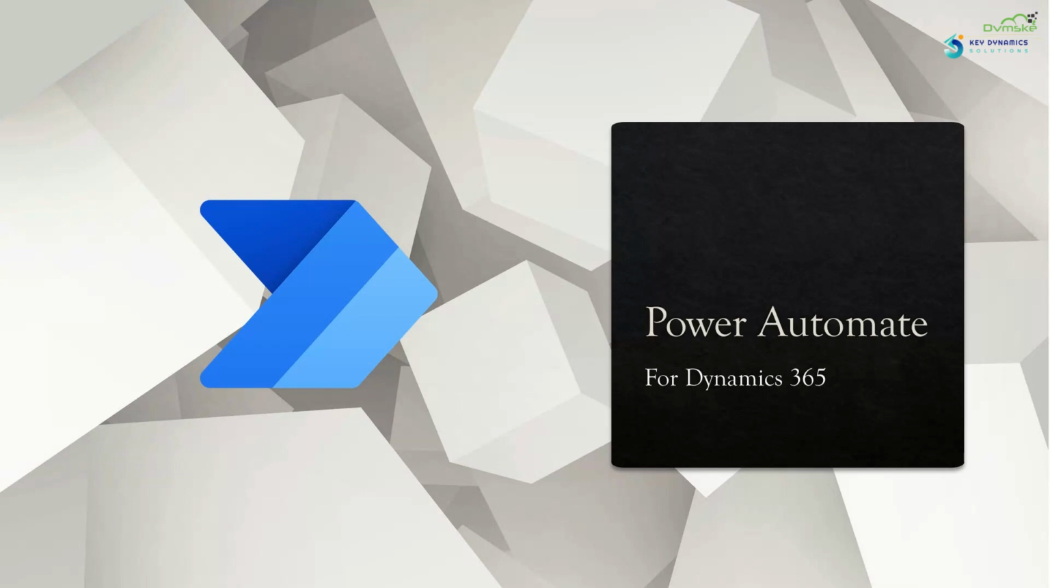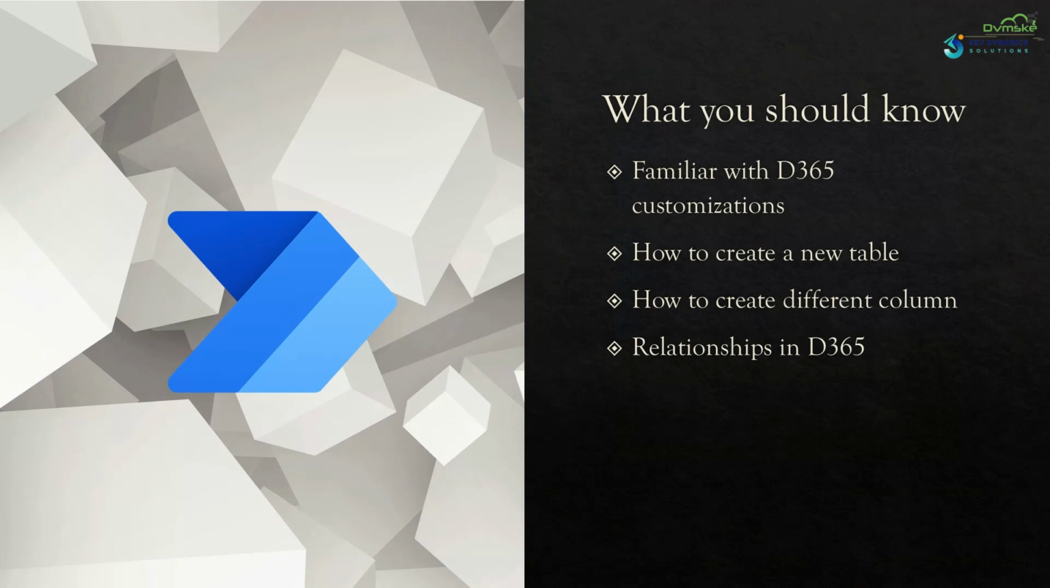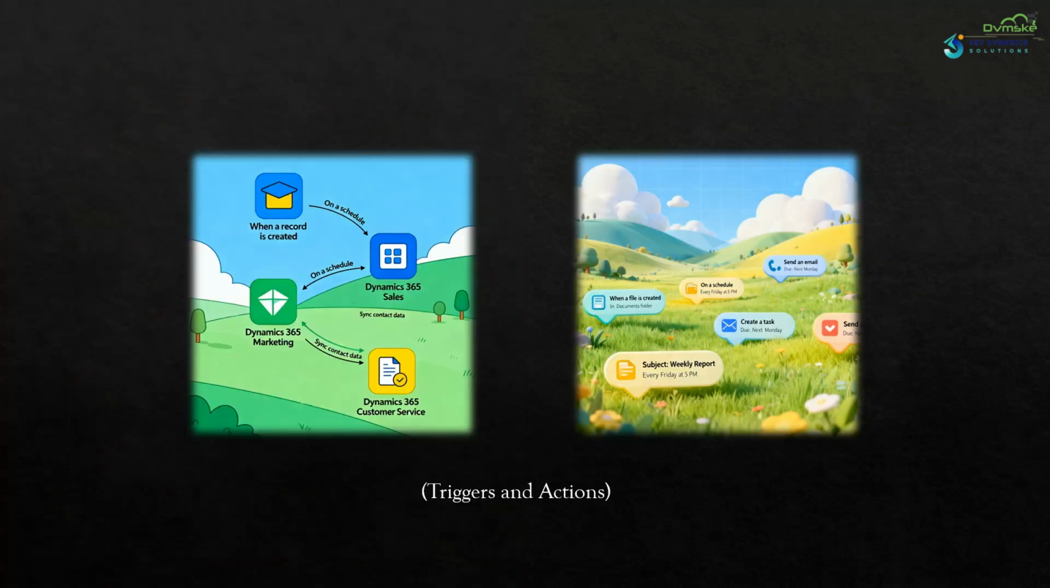In this video, we will learn how Power Automate works with Dynamics 365 to automate tasks and improve efficiency. We will see the types of triggers, how to start flows for specific events, add conditions and actions, and update records automatically. Before starting, you should know the basics of Dynamics 365 customization, like creating tables, creating columns, and you must be aware of the relationships in Dynamics 365.